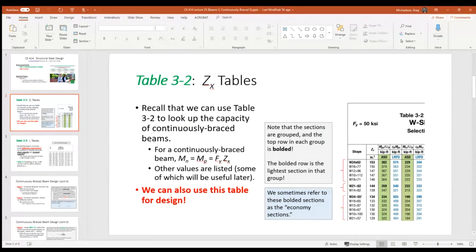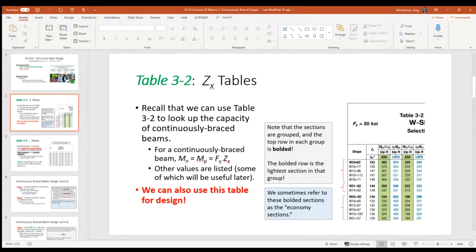Now, we also looked last time at Table 3-2, which is going to become one of the most critical design aids that we use from here on out. You can look up the Mp values, the Zx values, the shear capacity, and a whole host of other things that we will use very much for design. I want to call your attention to how the table is organized. The sections are organized in groups.